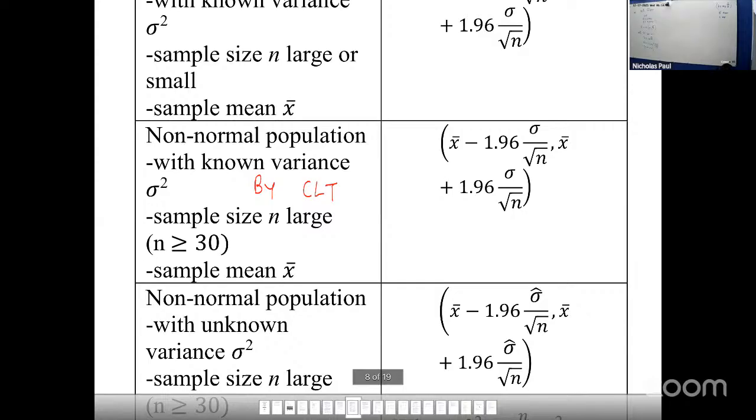Everything stays the same, but you must need that central limit theorem. We're using this in the distribution.